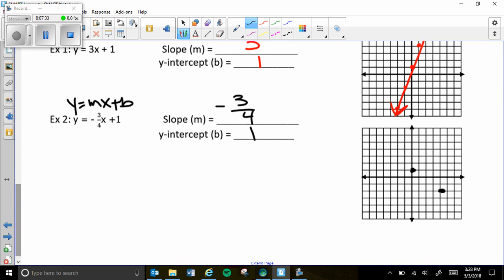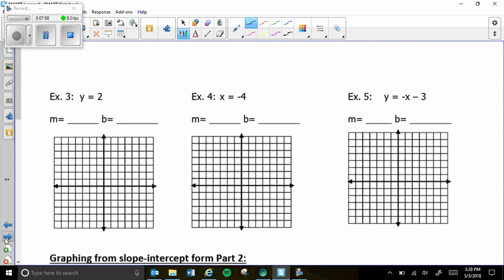Now I can't go down and right again, so rather than going down and right, I can do the opposite. Rather than going down, I'm going to go up. And rather than right, I'm going to go left. And now I have a clear line where I can connect my line. If you have questions about examples 1 or 2, please make sure you pause your video before moving on. Otherwise, we are going to go on to example 3.